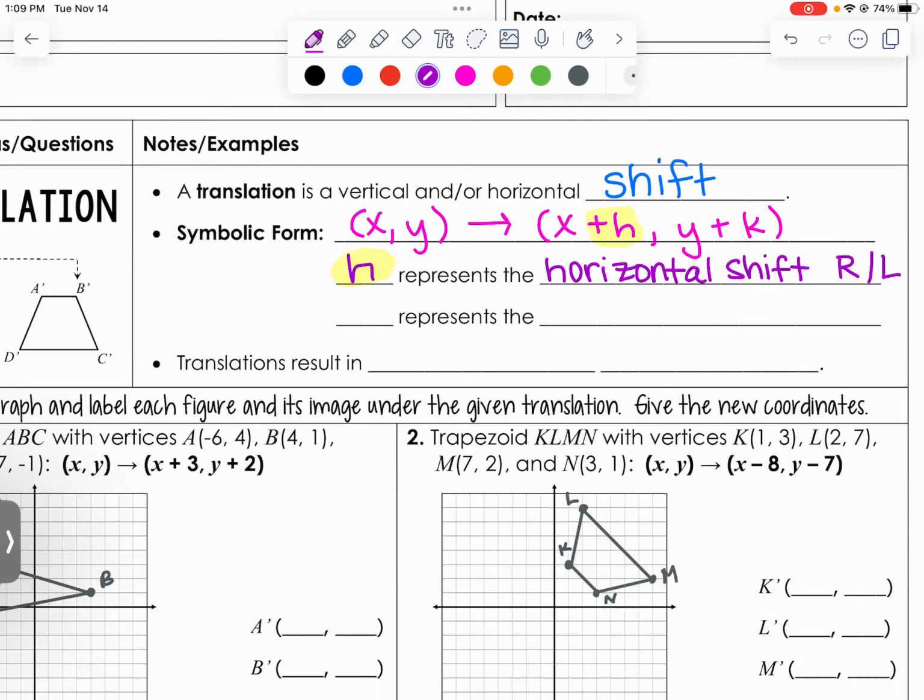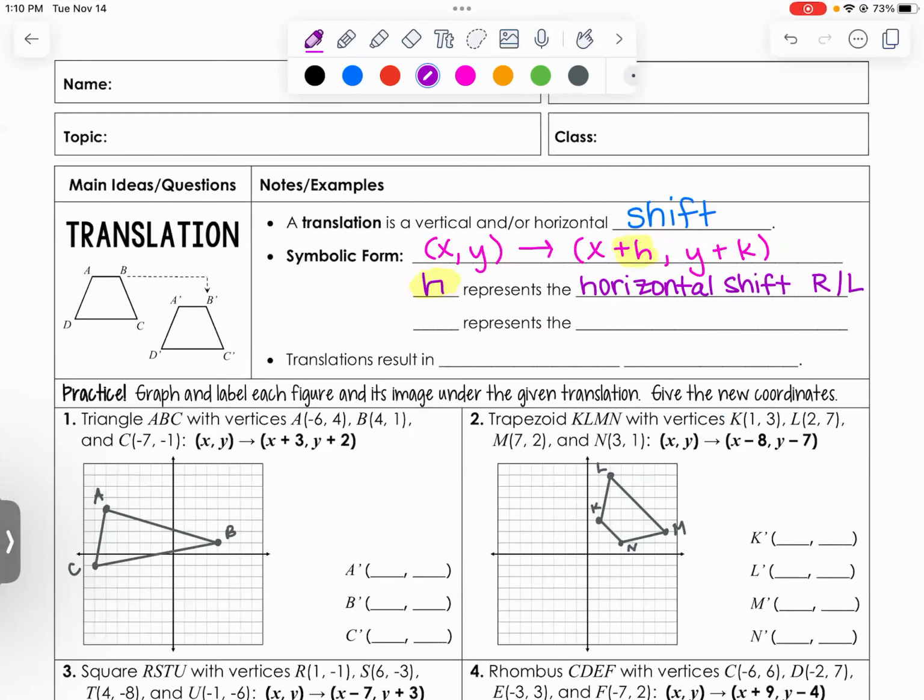Okay, how do you suppose we're gonna know whether we go right or left? Well, the X is the only one that matters for right or left. Y is gonna tell us up or down. Do you see down here how this one has an X plus 3, but this one has an X minus 8? If it's plus, we're gonna go to the right. Okay, so I'm gonna put a little plus right here above the right and a minus with the left.